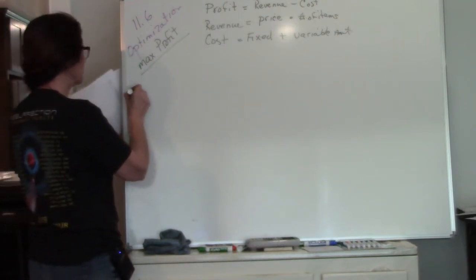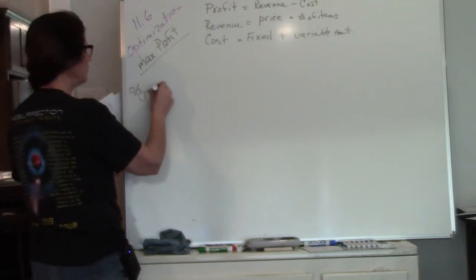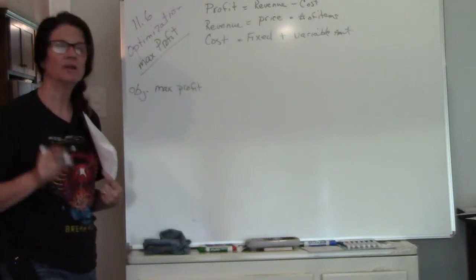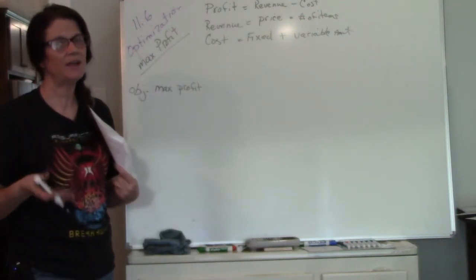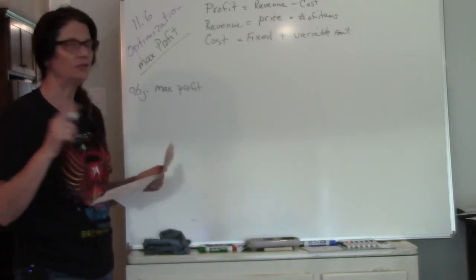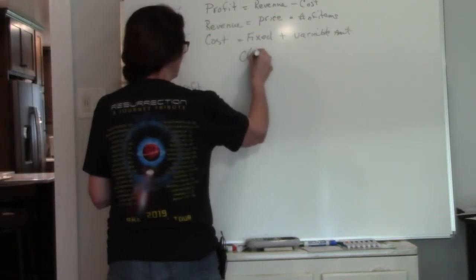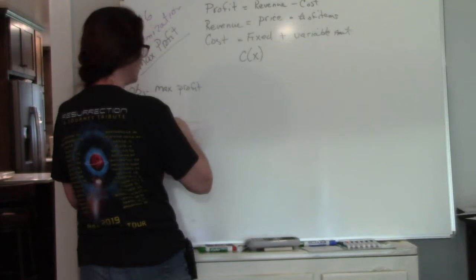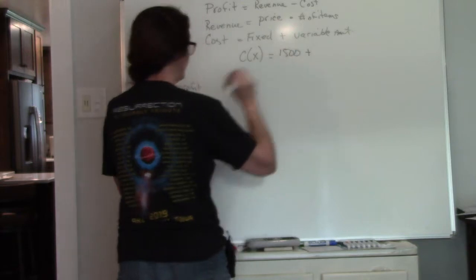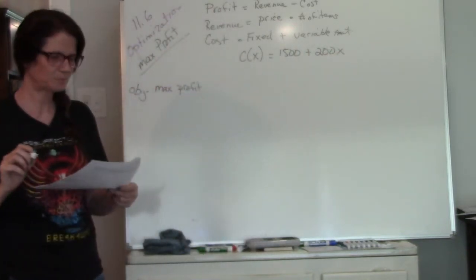So our first order of business is to find the objective. The objective is to maximize profit. So in order to have that function, we have to find the profit function. Profit function is revenue minus cost. They give us the cost: $200 to produce each bike plus the fixed cost of $1,500. So $1,500 plus $200 per bike. That's your cost function.